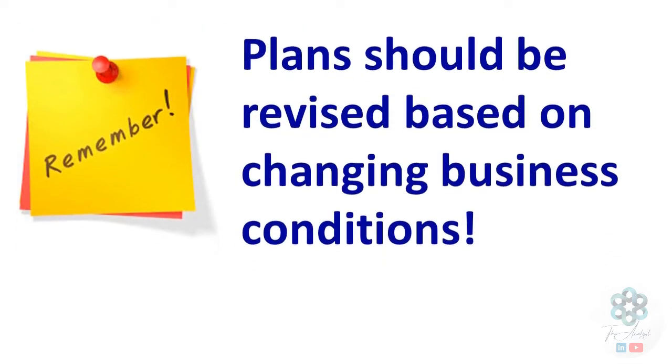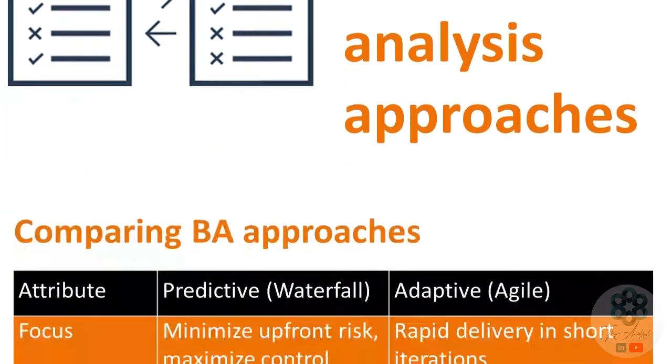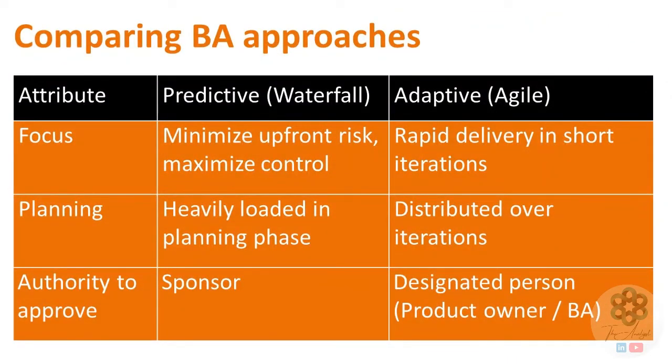BABoK describes two approaches. They are adaptive approach and predictive approach. Predictive is the waterfall approach that we discussed earlier, whereas adaptive is the iterative approach. Since BA approach has a significant impact on how we would conduct business analysis activities and the deliverables we will produce, let's understand these approaches in detail. For adaptive approach, authority to approve is typically with a designated person, who could be the product owner.